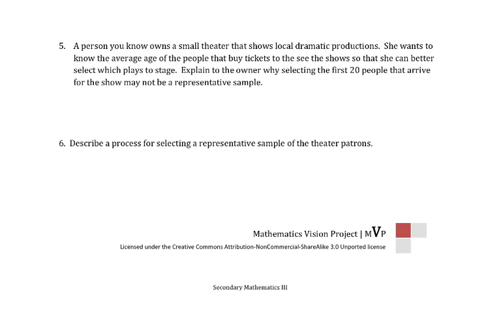Alright? So, question number 5. A person you know owns a small theater that shows local dramatic productions. She wants to know the average age of the people that buy tickets to see the shows so that she can better select which plays to stage. Explain to the owner why selecting the first 20 people that arrive for the show may not be a representative sample, and describe a process.